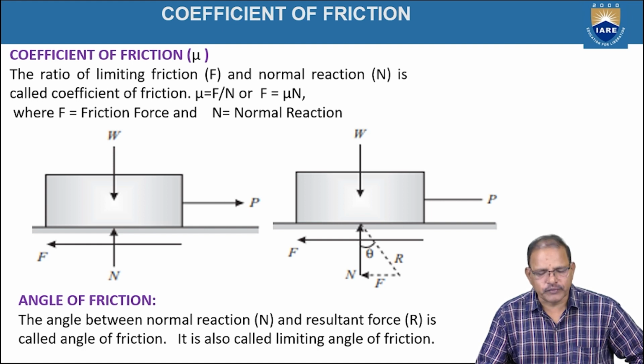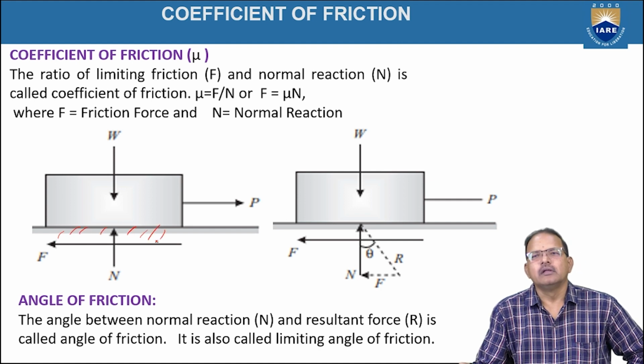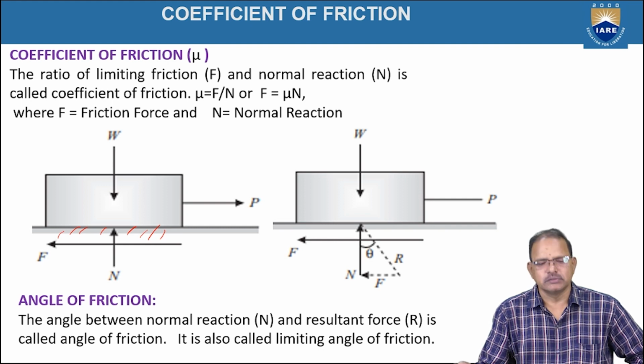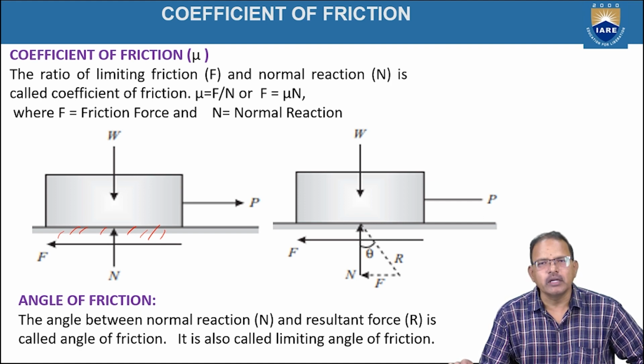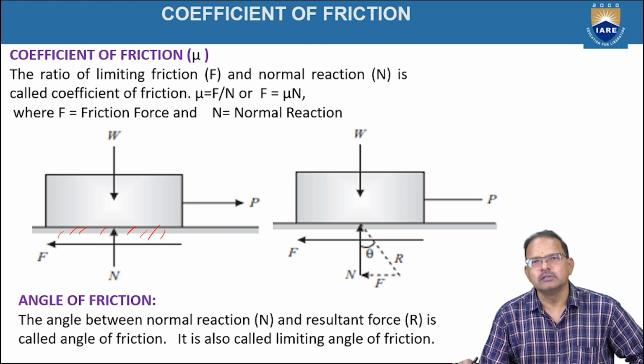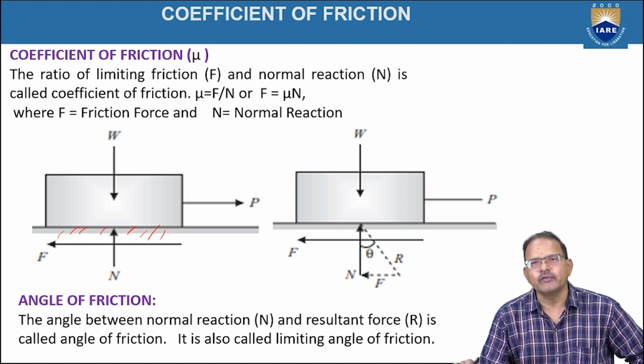Coefficient of friction. Here I am taking an object which is resting over the surface as shown in figure. A force P is applied on the body to move toward the right hand side as shown in figure. When the body is about to move, the frictional force experienced between the body and the contact surface is called limiting friction. It is treated as the maximum value. Here it is acting toward the left hand side as shown in figure.